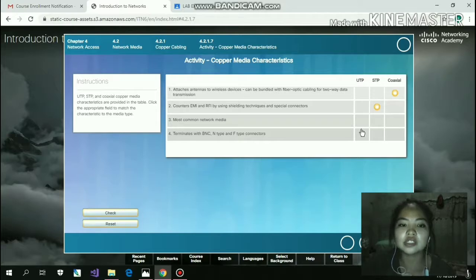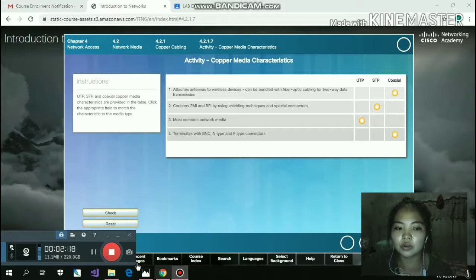And the third one is the most common network media. It is unshielded twisted pair. And for number 4, which terminates with BNC, N-type, and F-type connectors, it is coaxial. So that's it for this activity.